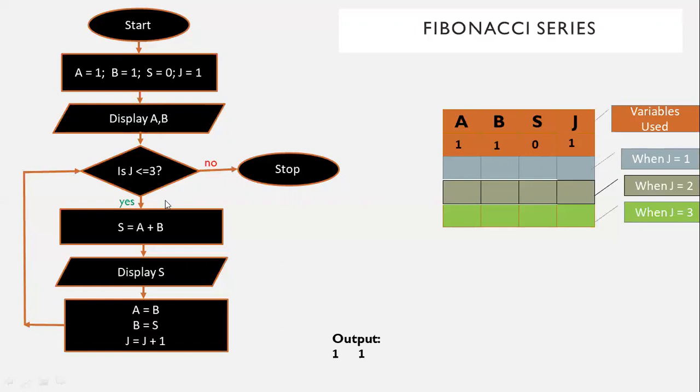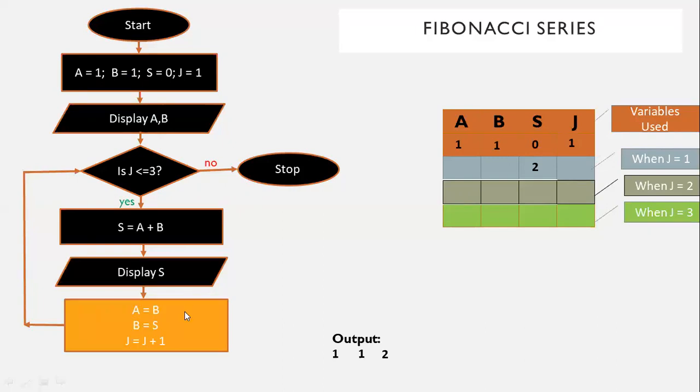Now it's time for us to calculate the third number, that is S. So S equals A plus B. The sum of A and B is going to be 2. Now we are going to print the value. Display S, it will print 2. We make a change in the trace table as well, and display S prints in the output as well. Now we are changing the values for A, B, and J. So A equals B, it's going to be 1. B equals S, it's going to be 2. And J equals J plus 1, that is, we are increasing the value of J by 1 for the looping purpose. So let's move, J equals 2.